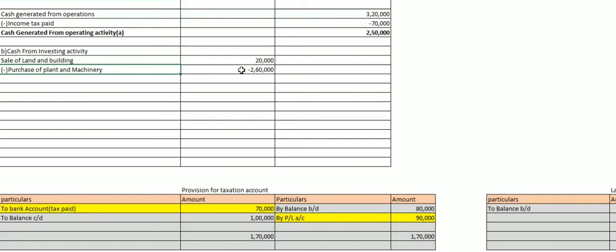So that is all a part of the investing activities. Your total is 2,40,000, which is a negative figure. So this is the net cash from investing activities.